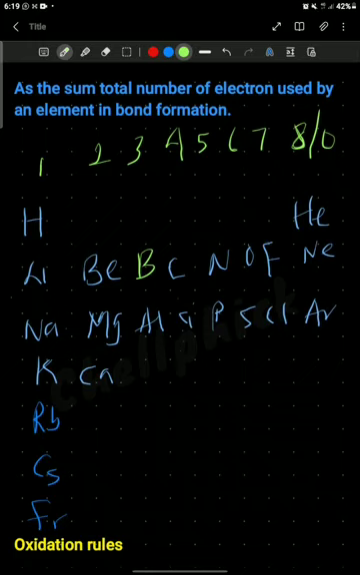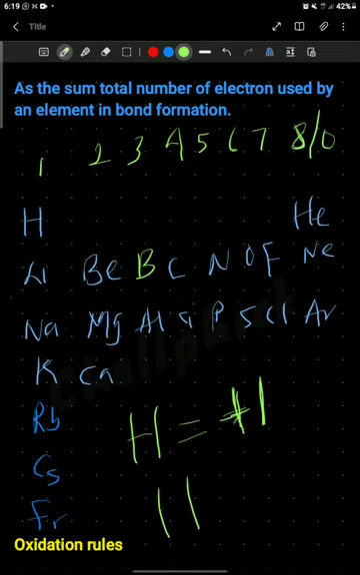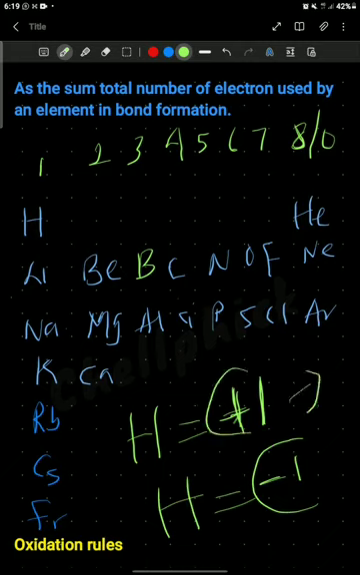I told you that hydrogen can behave like a metal and like a non-metal. If hydrogen is behaving like a metal, it will follow the first rule I gave you, that the oxidation number of all group 1 is +1. But if hydrogen is behaving like a non-metal, it will be -1. The question is why negative, why positive? Positive means it's losing an electron like a metal, and negative means it's gaining an electron like a non-metal.